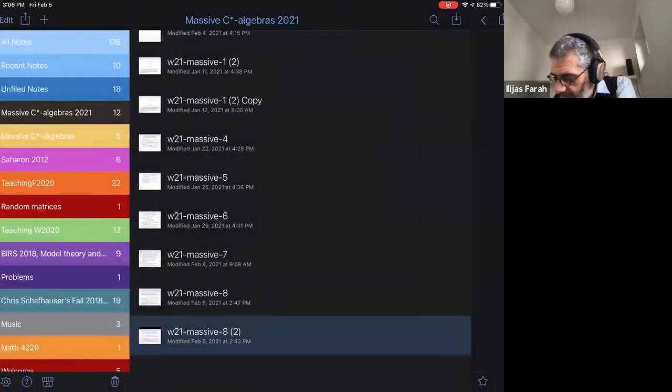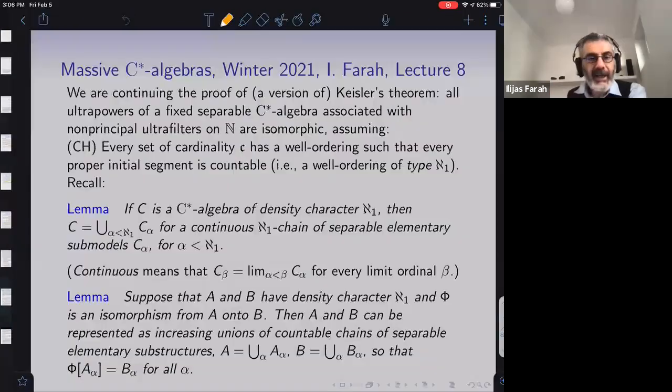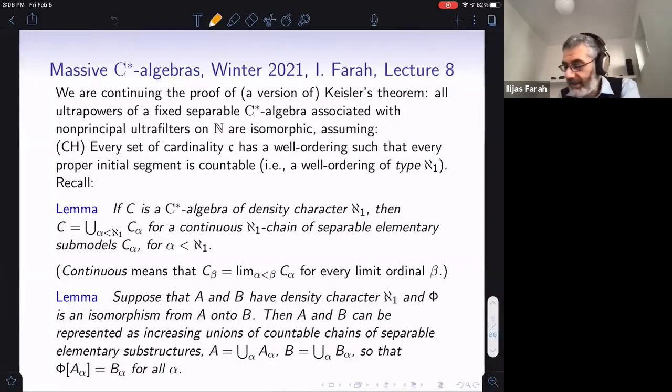Oh, and let's go back to the right file. Let's take a look at what's going on. So we are continuing the proof of a version of Keisler's theorem that all ultrapowers of a fixed separable C-star algebra associated with non-principal ultrafilters on N are isomorphic. And we are assuming the continuum hypothesis.